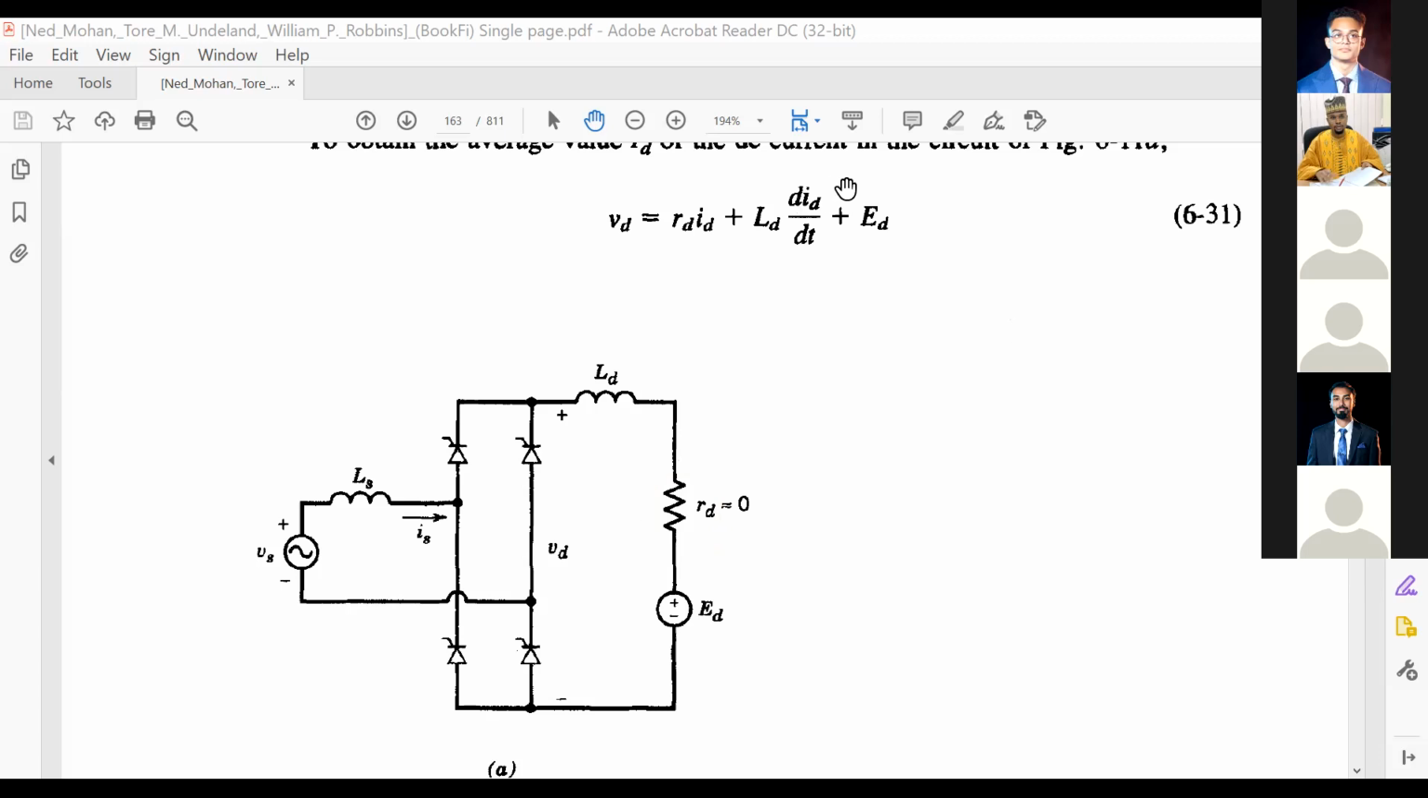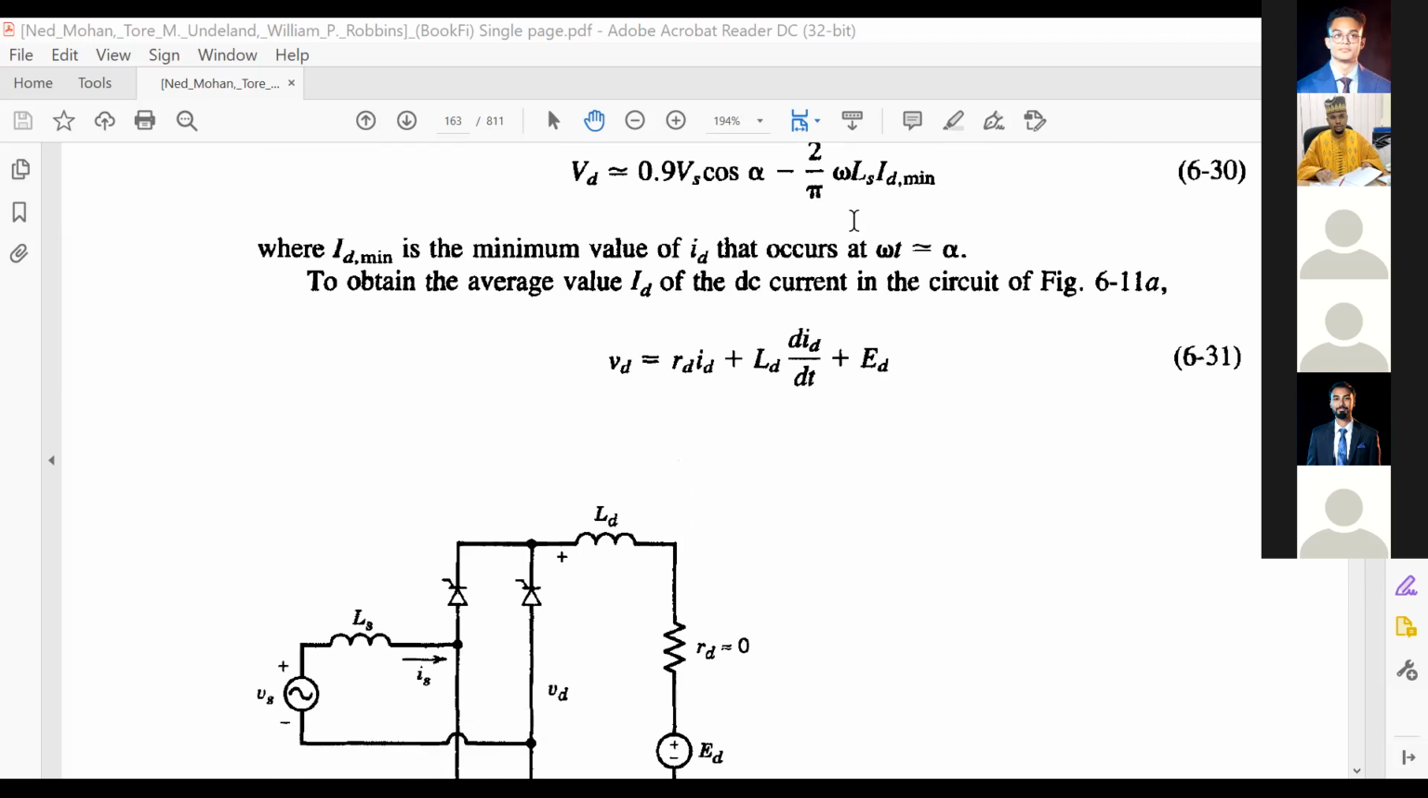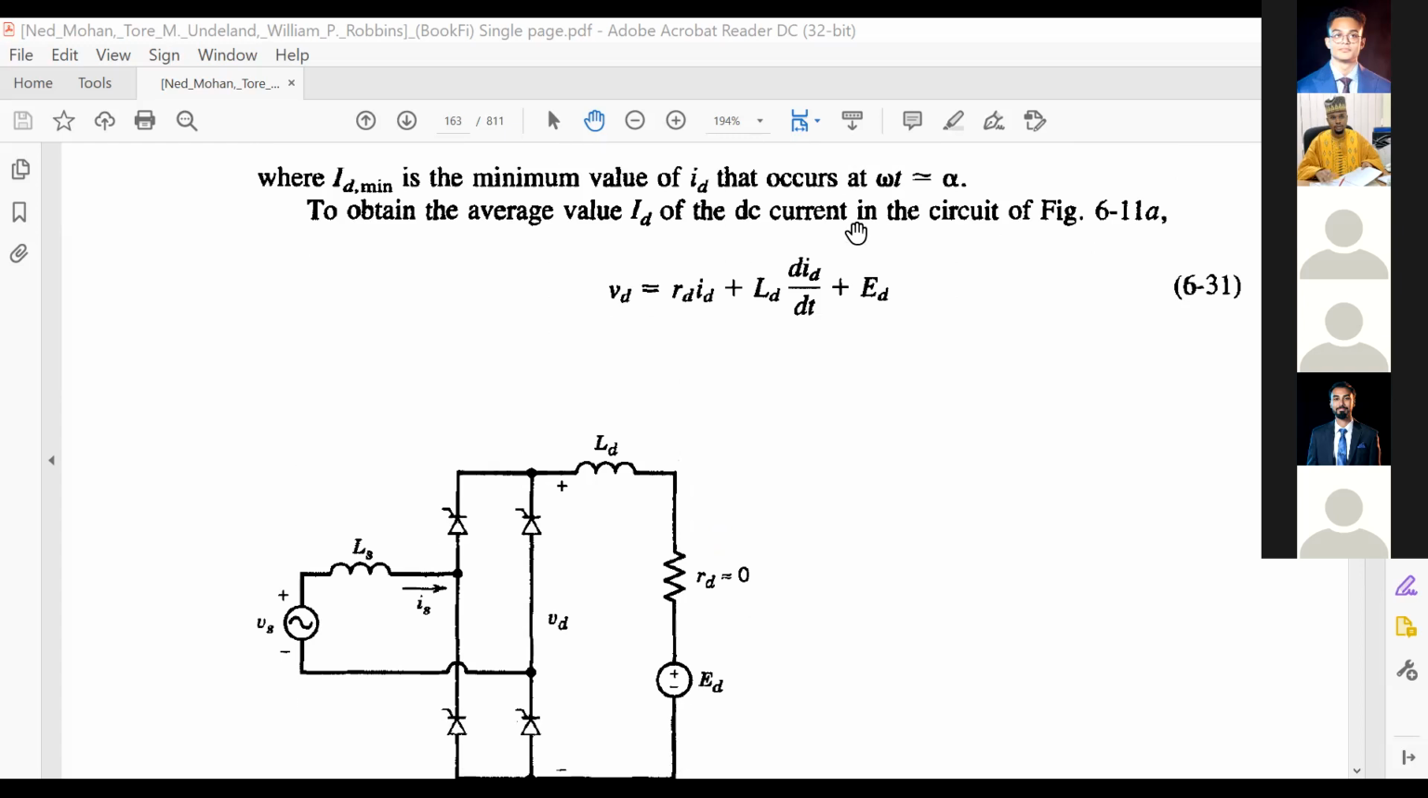Let us go up now. Suppose the current T1 and T2 are conducting. The current is going this way and it is coming back this way. So if you apply the Kirchhoff voltage law from here, VD is equal to RDID. If RD equal to 0, this part will be 0, then plus LD dI/dt.